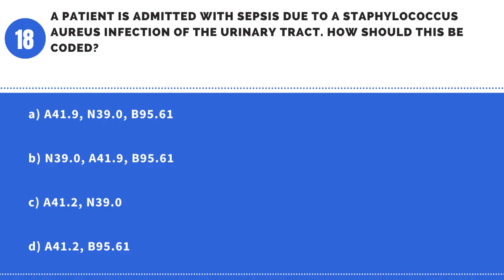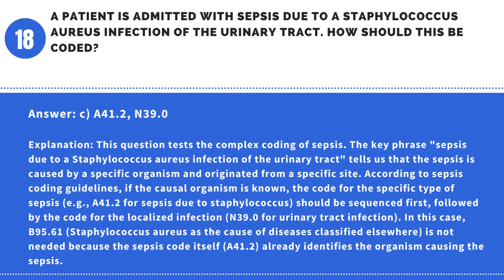A patient is admitted with sepsis due to a Staphylococcus aureus infection of the urinary tract. How should this be coded? A. A41.9, N39.0, B95.61. B. N39.0, A41.9, B95.61. C. A41.2, N39.0. D. A41.2, B95.61. Answer: C. A41.2 and N39.0.